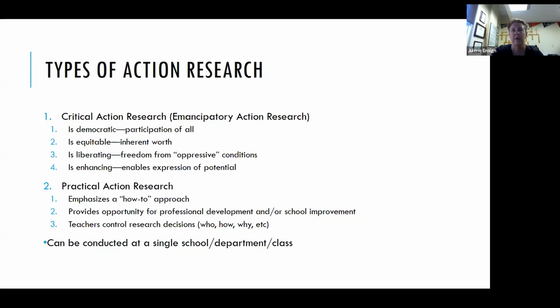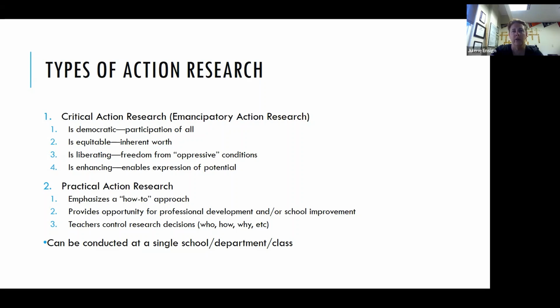So some different types of action research. Number one, there's critical action research, which is emancipatory action research. There are 4 different parts to that. It has to be democratic, meaning that everybody can participate. It has to be equitable, meaning that everyone or every facet has inherent worth. It's liberating, so it provides a freedom from whatever oppressive means in terms of oppressive conditions. And it's enhancing. It enables expression of potential.